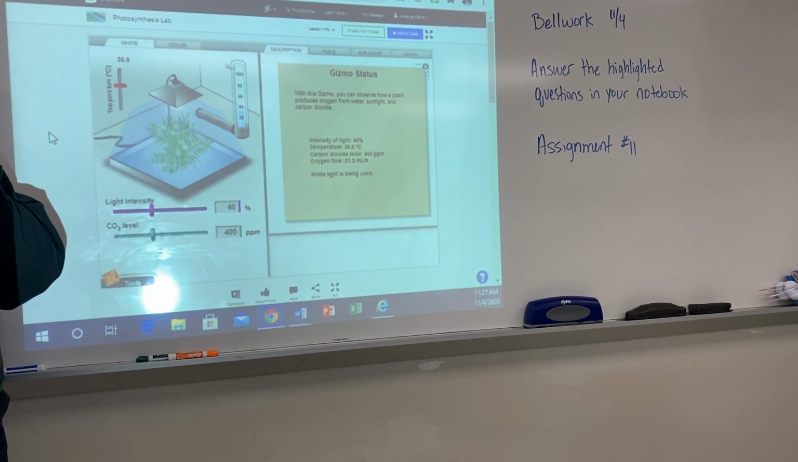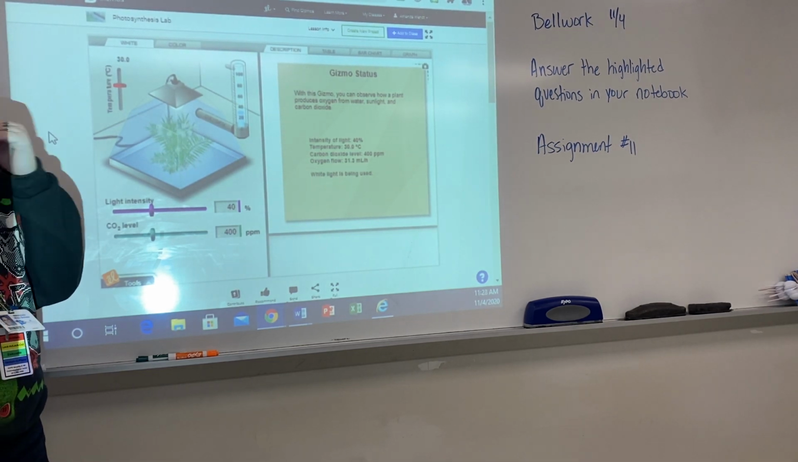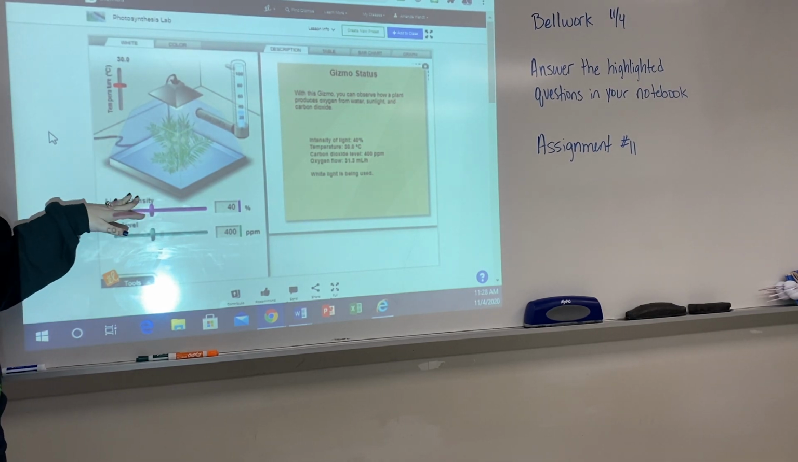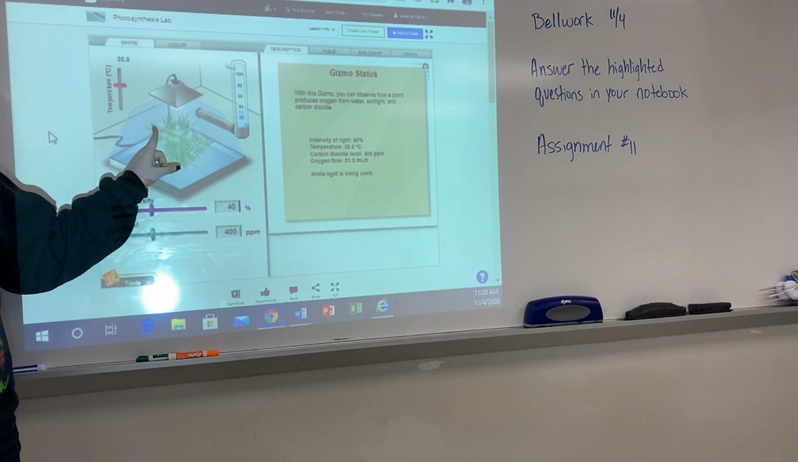I think the plant just like die, like wilt out. Okay, so we also think that it's going to die and wilt. And then, what are these bubbles representing?